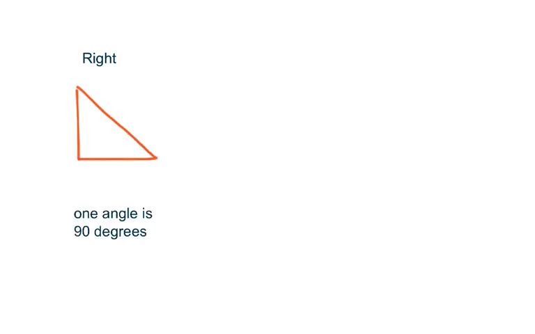And in a right triangle, one of the angles measures 90 degrees. You can see the angle that measures 90 degrees, but if we want to indicate that, we can put a little square down there in the angle that is the 90-degree angle. Next, we have an acute triangle.